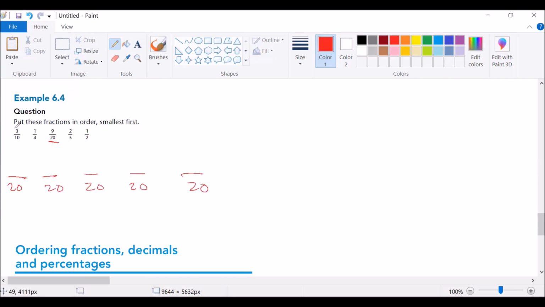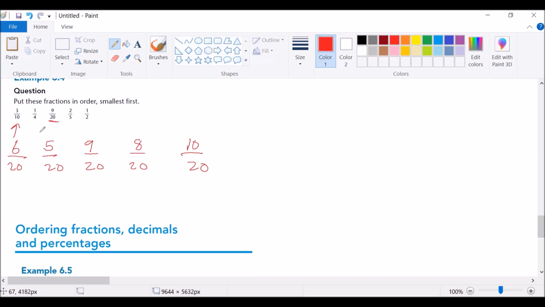So for 3/10, we say 10 into 20, 2. 2 times 3, 6. So 3/10 is equivalent to 6/20. 4 into 20, 5. 5 times 1, 5. 9/20 is 9/20. It doesn't change. For 2/5, we say 5 into 20, 4. 4 times 2, 8. For 1/2, we say 2 into 20, 10. 10 times 1, 10. So now we can arrange them in order.